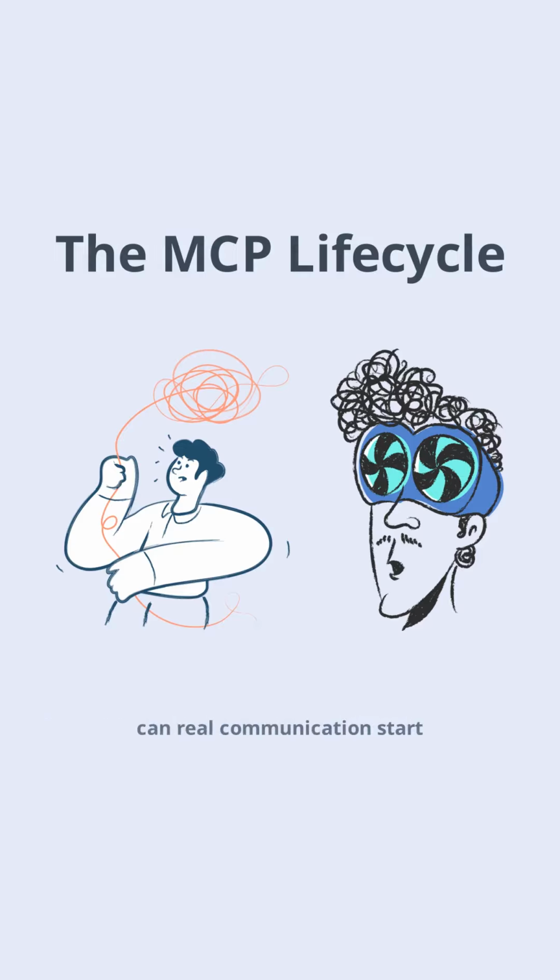During normal operation, the client and server exchange information, ask questions, and use each other's tools, just like teammates working together. Finally, shutdown is when the connection is closed gracefully, ensuring everything ends smoothly. This lifecycle keeps network communication reliable and organized, making sure both sides know what to expect at every step.